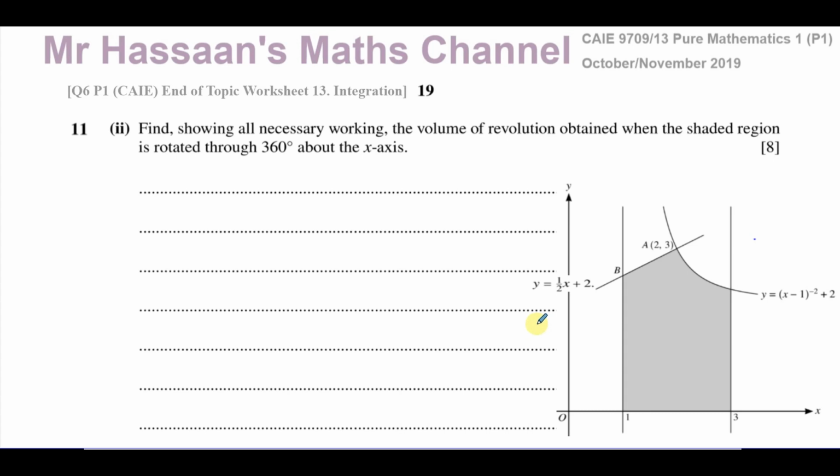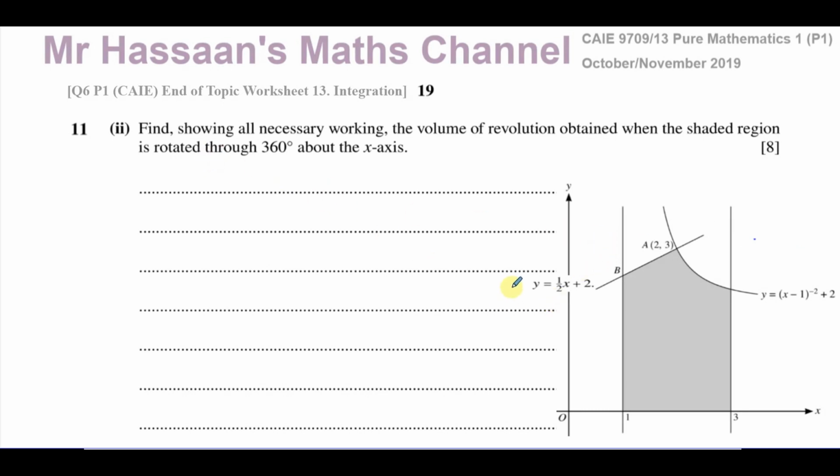In this video I'm doing 11 part 2 from the October-November 2019 International A-Level Cambridge 9709 paper, variant 3, paper 1-3. This question is also question number 6 from my end of topic worksheet on integration from P1 Cambridge. And here we have a question all about volumes of revolution.